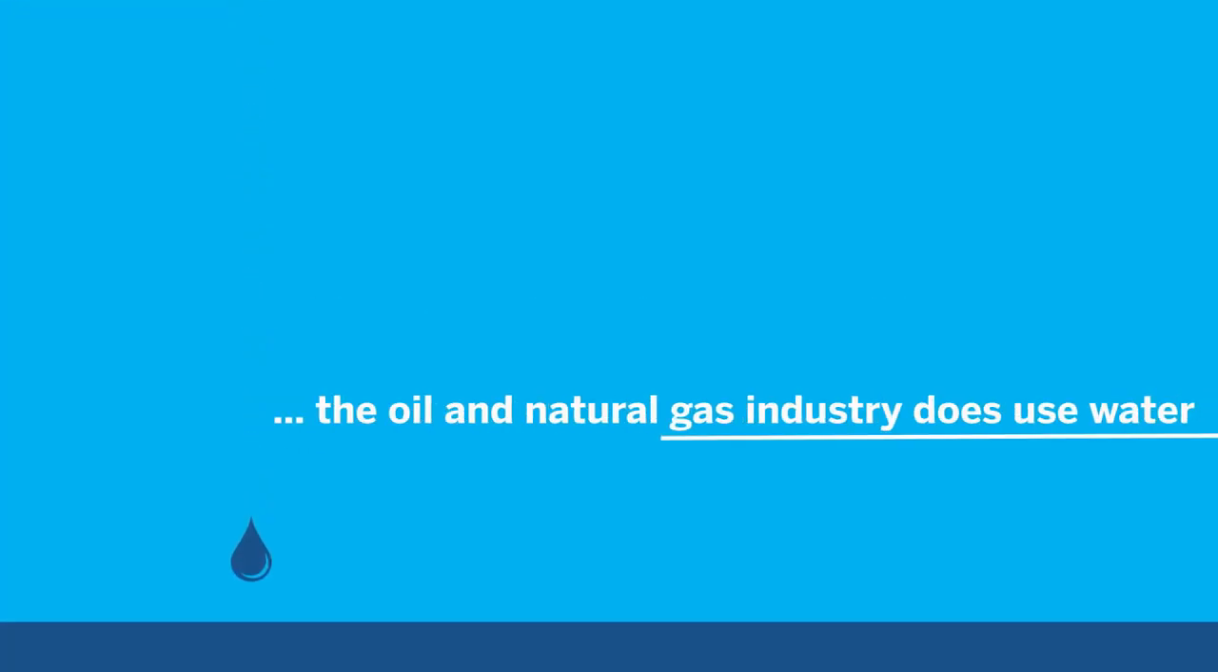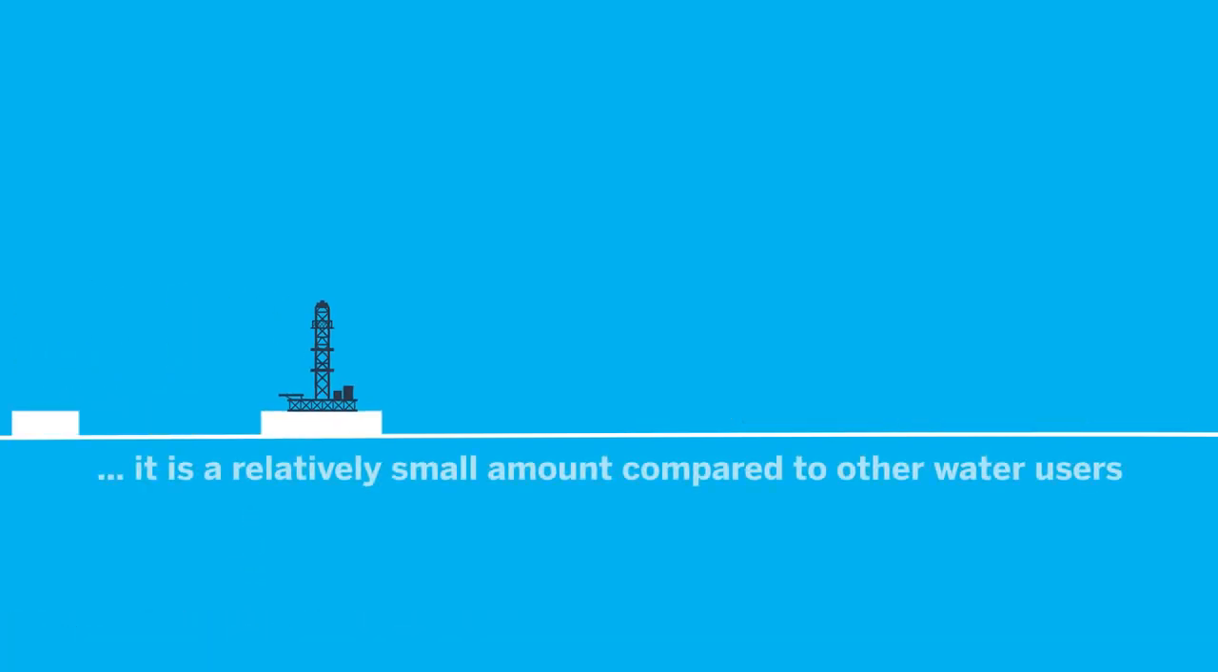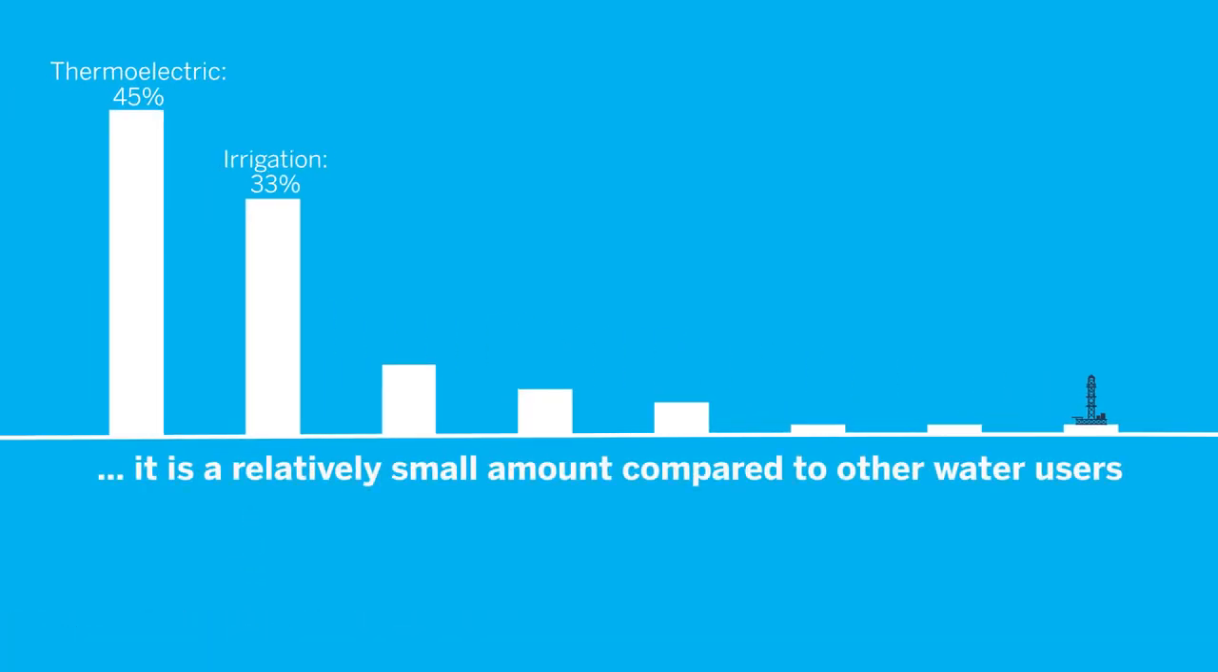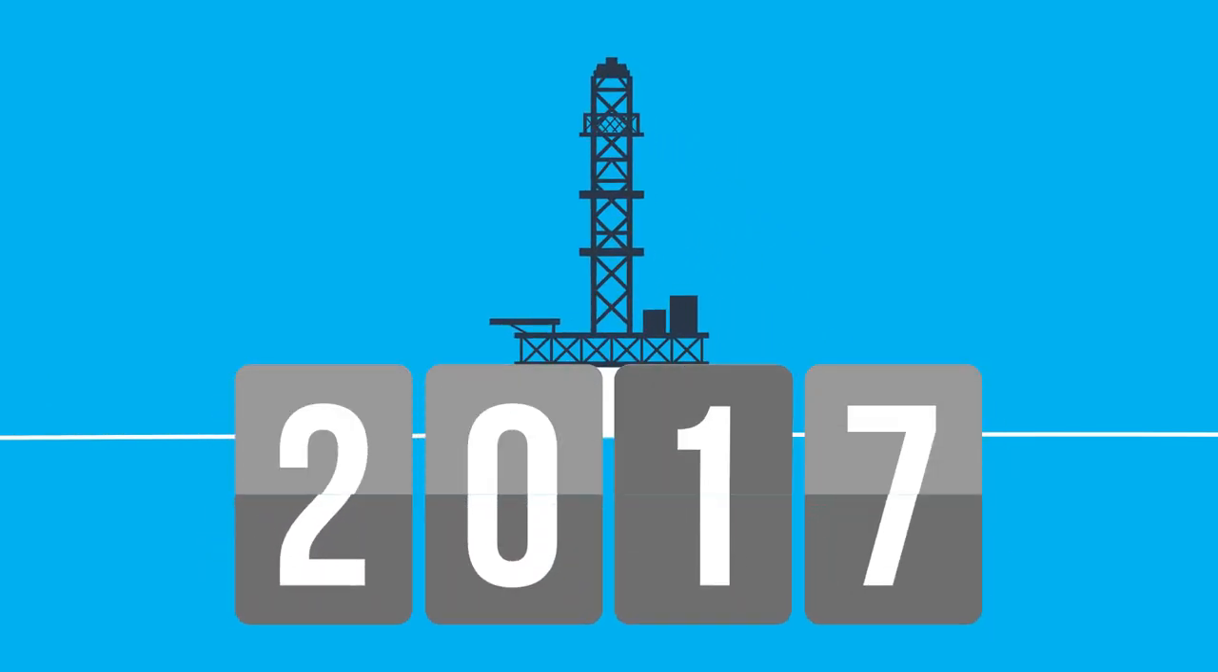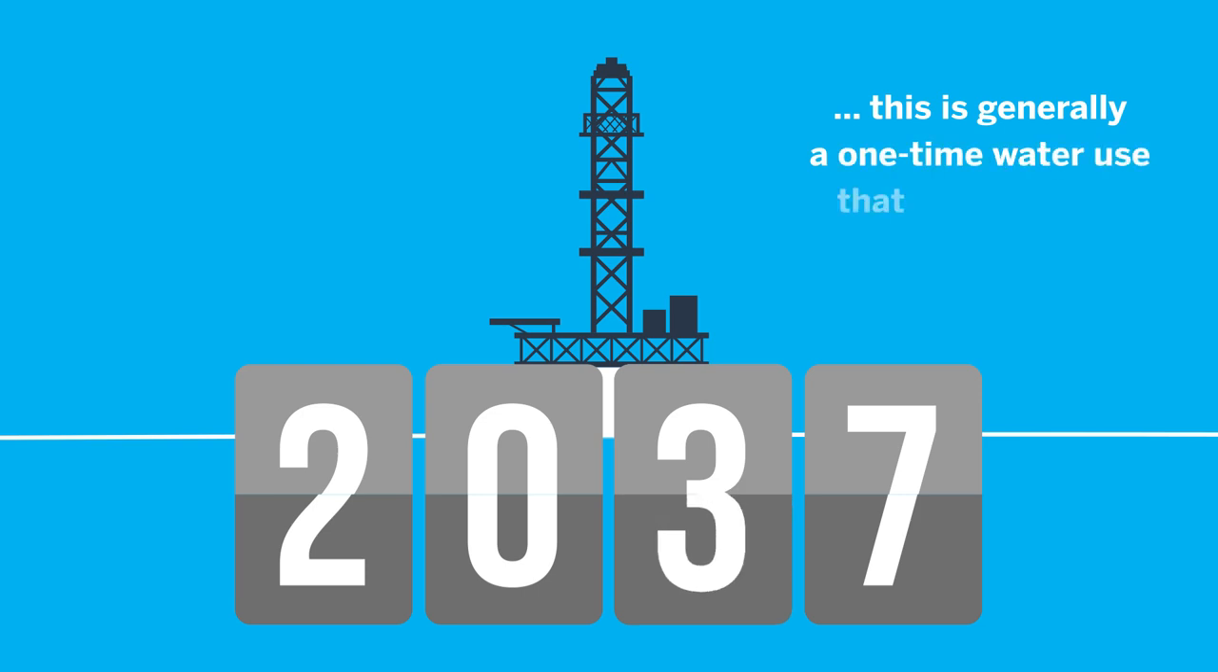The oil and natural gas industry does use water, but it is a relatively small amount compared to other water users. On average, we use between 100,000 gallons to 5 million gallons of water per well. Depending on the geological formation and type of production operation, this is generally a one-time water use that can produce decades of energy.